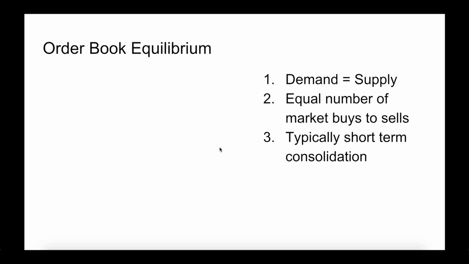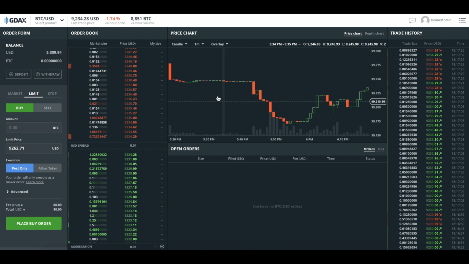Okay, so the third kind of market state that we have, before we go into the more fun part of this video, is equilibrium, and this is where demand is equal to supply. So this is where we have an equal number of market buys to market sells, and it's typically just going to be short-term consolidation. Periods like this, as you can see here, are where demand and supply are about equal and no one's really winning.